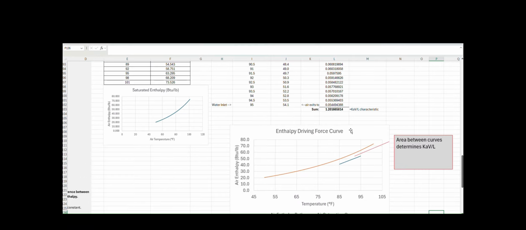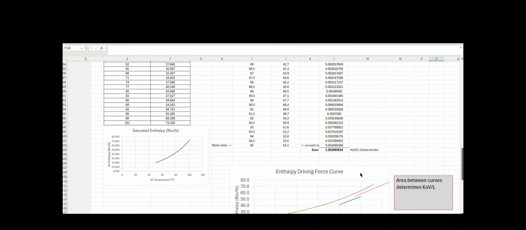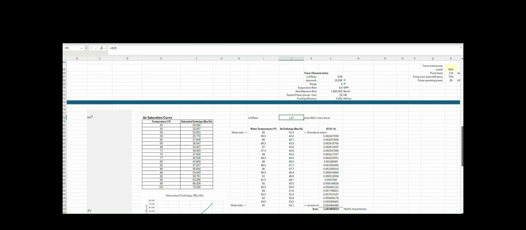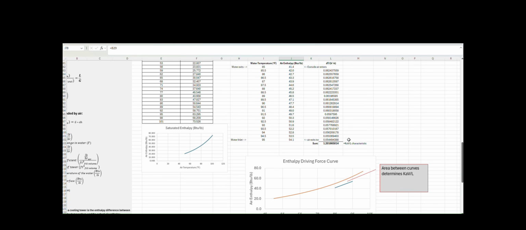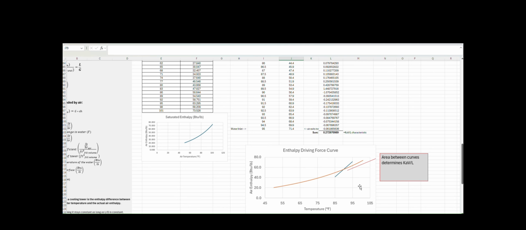Let's look at it graphically one more time. As this L over G ratio changes, and like we said, the slope of this line is equal to our L over G ratio. So if I manually force this, just for illustrative purposes, let's make this really high. I'm going to make this 3. And when I change this, the slope is going to go up. And actually it crosses the saturation curve, which is not possible.